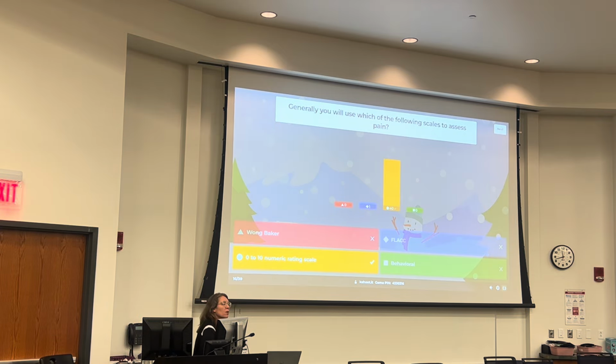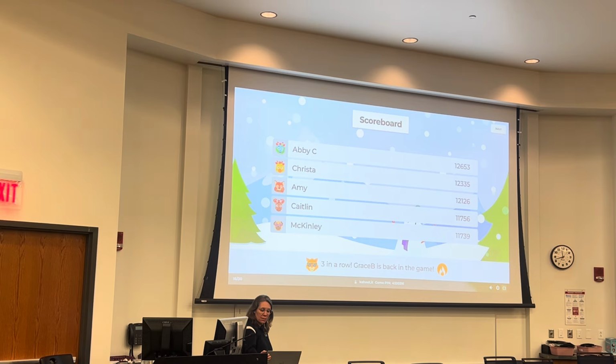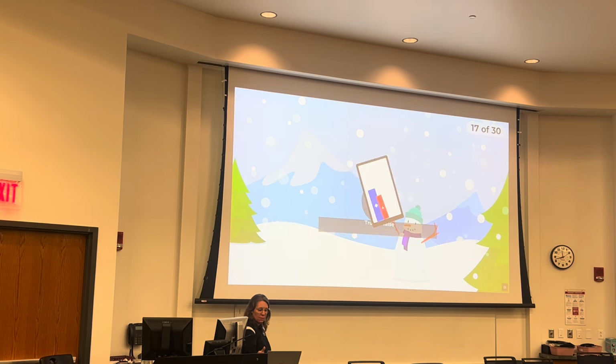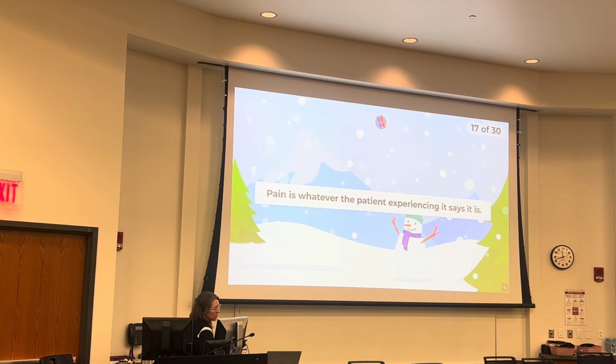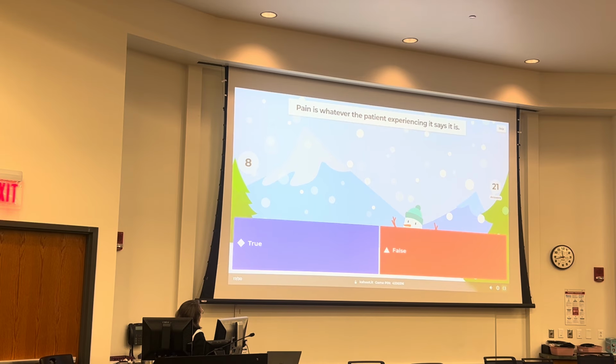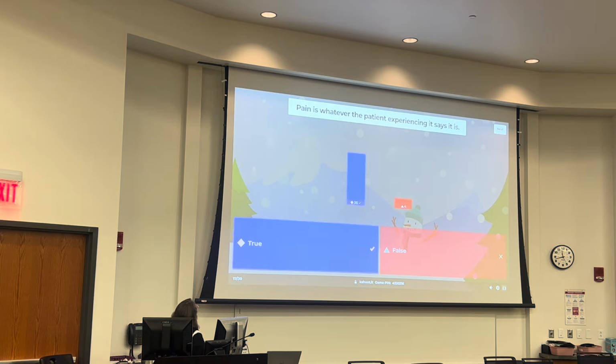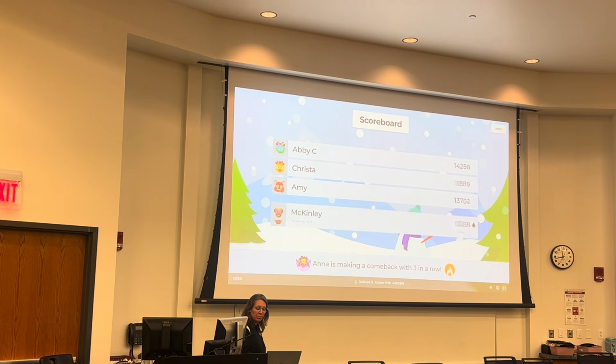Okay, good. So those are some alternative scales that you'll see, but the 0 to 10 is our main focus. Pain is whatever the patient experiencing it says it is. So it's subjective when we ask our patient about their pain.